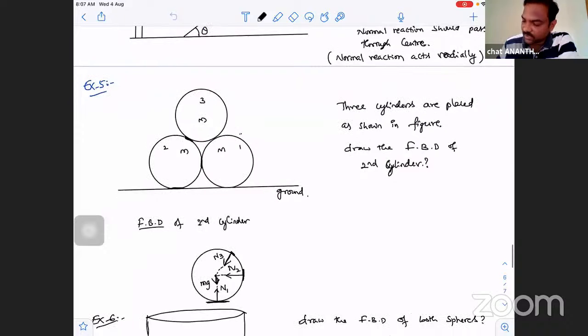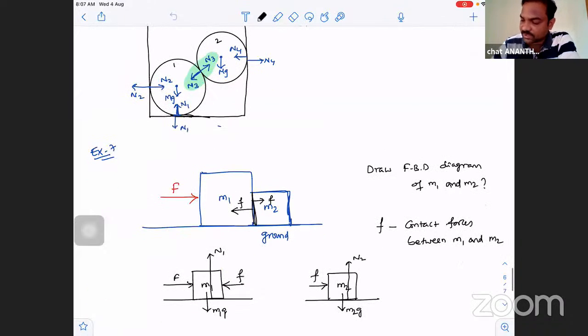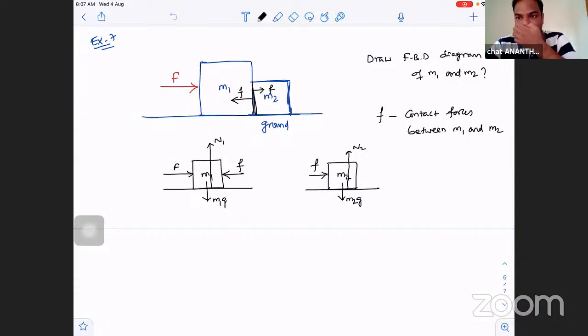So these are some examples we have done. This is the last example we have done. F is the external force acting from the outside. There are 2 objects, M1 and M2, in contact. Now we are applying the force on M1, pushing M1. Then M1 will push M2, so M1 will apply a force on M2. That force I am writing as small f. It is a normal force or normal reaction, but we are naming it a contact force between M1 and M2.